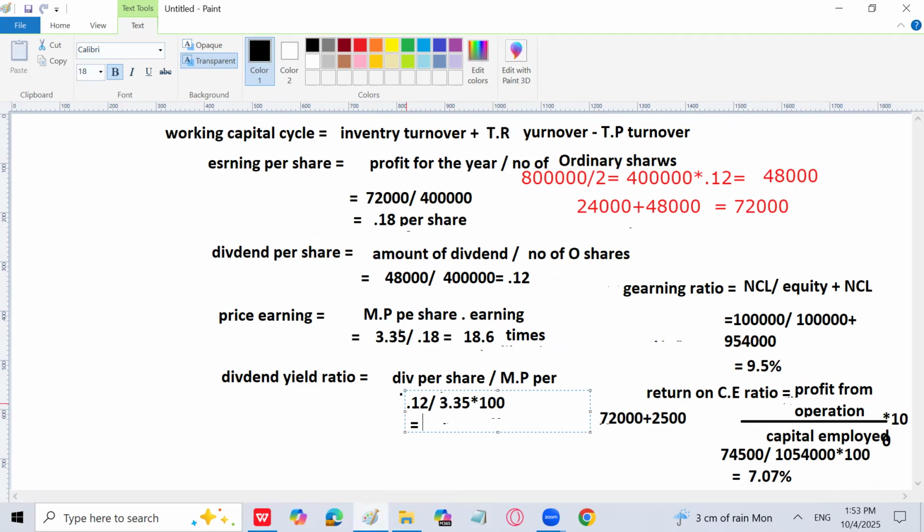Let me calculate 0.12 divided by 3.35 multiplied by 100, which gives 3.58%. It shows how much return we are getting on each dollar invested. So for $1 which we invest in the business, we are getting 3.58% of dividend every year. So we are done with the question, and we have done the ratios.